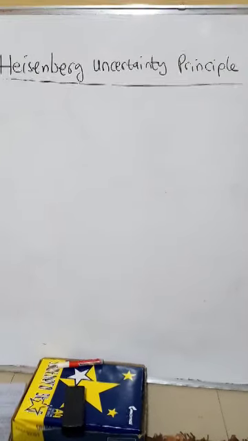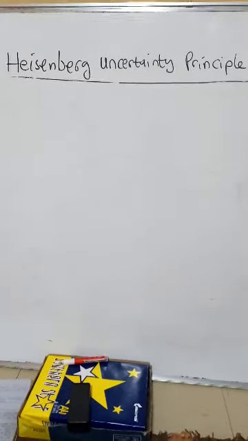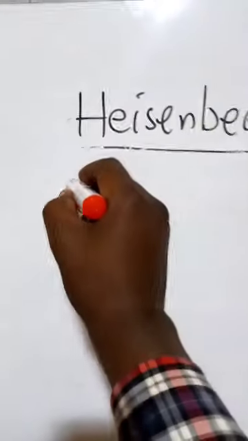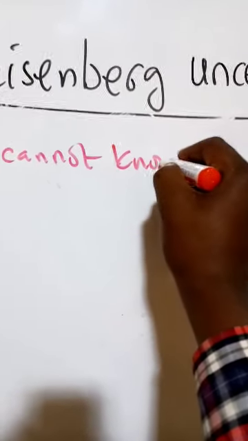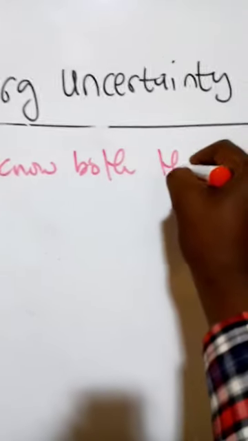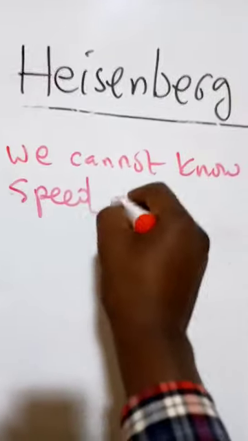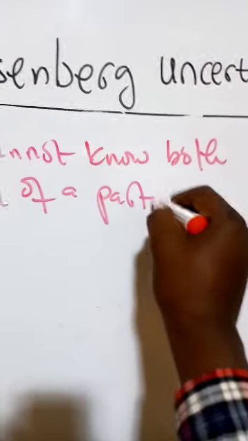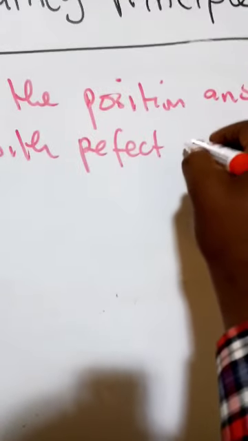In today's video, we shall look at the Heisenberg uncertainty principle, which states that we cannot know both the position and speed of a particle with perfect accuracy.